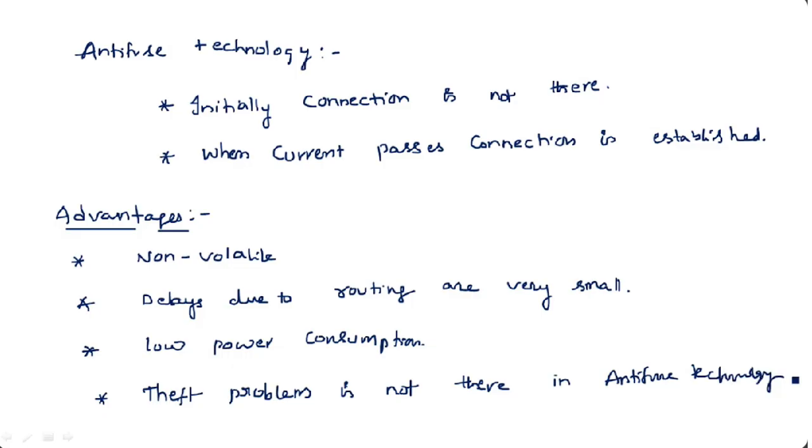Initially the connection is not there. Advantages: non-volatile, delays due to routing are very small, low power consumption. There are some problems in the SRAM technology, the theft problem. That theft problem can be overcome in the antifuse technology.